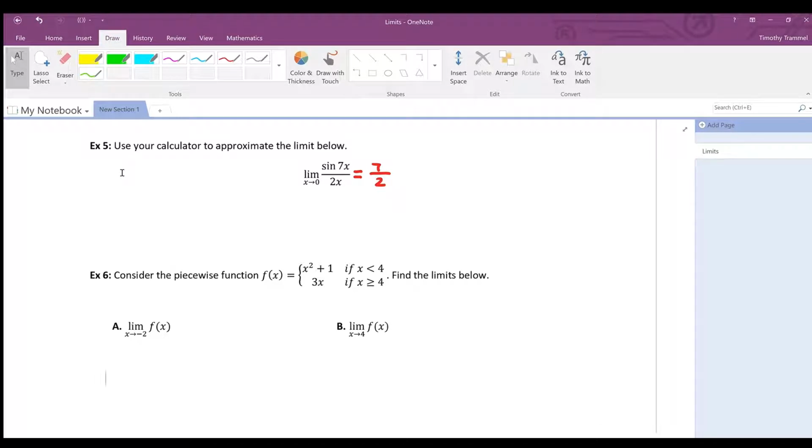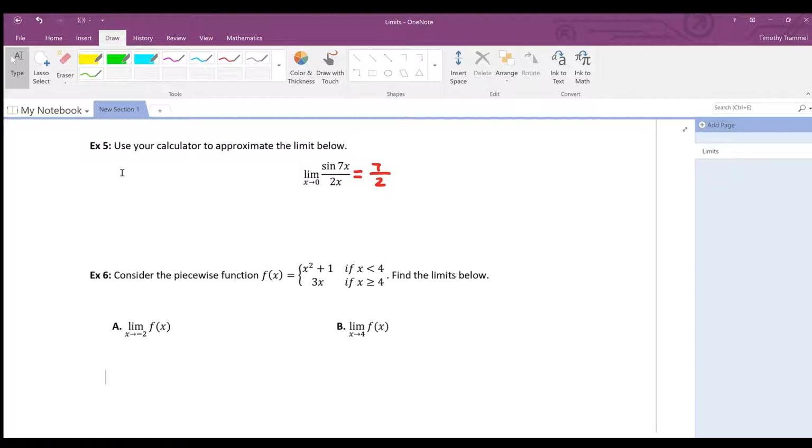Example 6, consider the piecewise function f of x equals x squared plus 1 if x is less than 4, and 3x if x is greater than or equal to 4. And we want to find the limits below. Do note that each piece of this piecewise function is a polynomial, meaning that if they weren't part of a piecewise function, you could just use direct substitution to evaluate any limit involving that polynomial. But here we can still pretty much do the same thing, but there is one worrisome point. At x equals 4, we might have to be a little bit more careful.